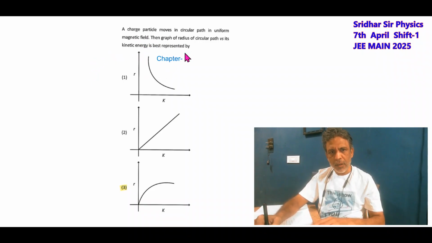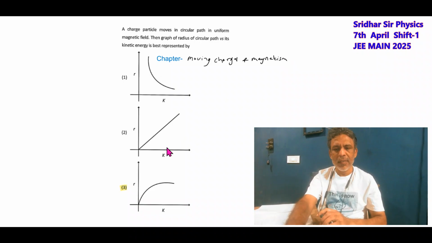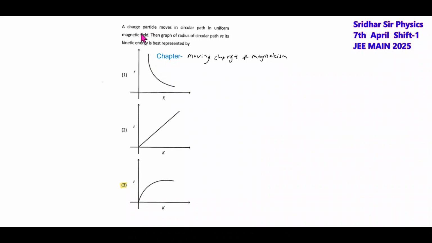This question belongs to the chapter moving charges and magnetism. A charged particle moves in a circular path in a uniform manner. The graph of radius of the circular path versus its kinetic energy is best represented by which option?